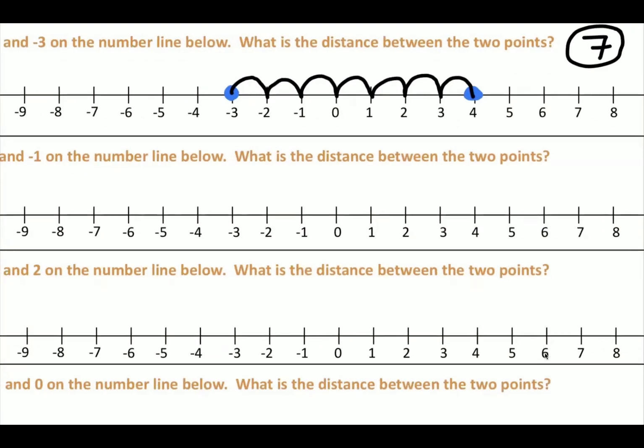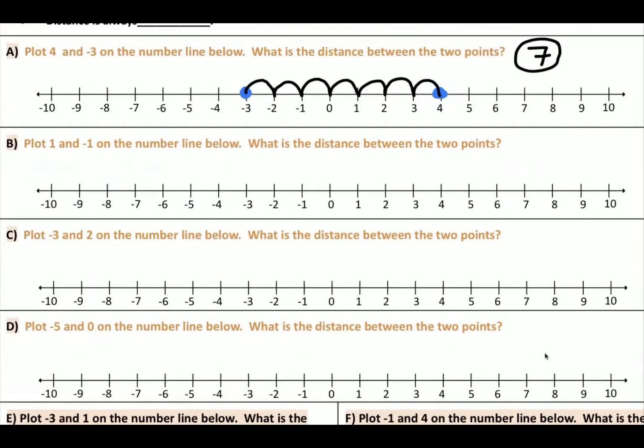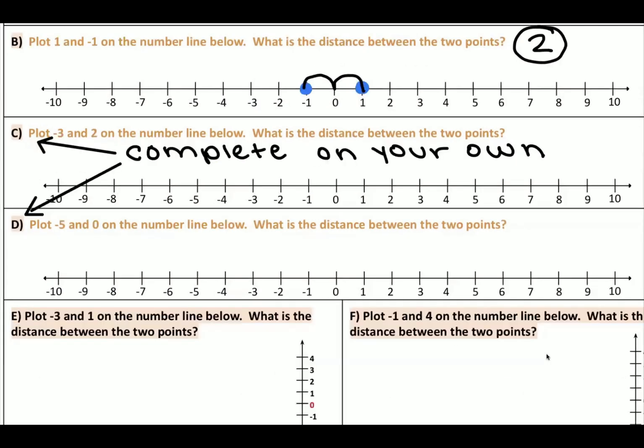Let's go ahead and try the next one together, and then you'll do C and D on your own. Okay, so practice B on your own first, and then we'll check it together. B, we're plotting 1 and negative 1. Okay, and then I can see that these are 1, 2 spaces apart. So you should have 2 for example B. Go ahead and complete examples C and D on your own. This video will not go over those answers.